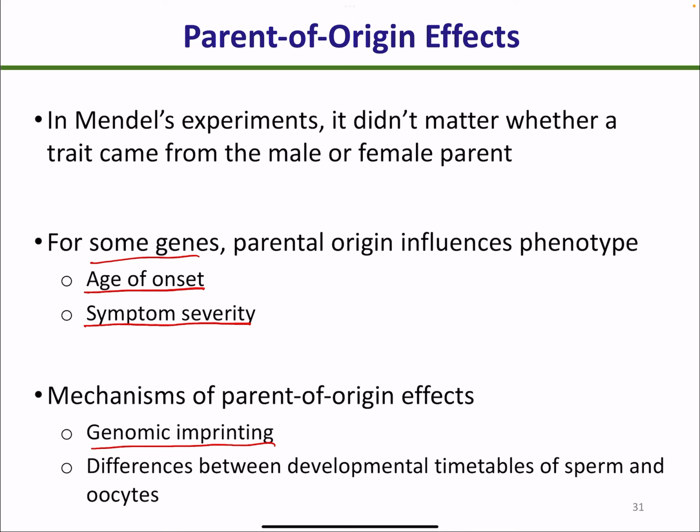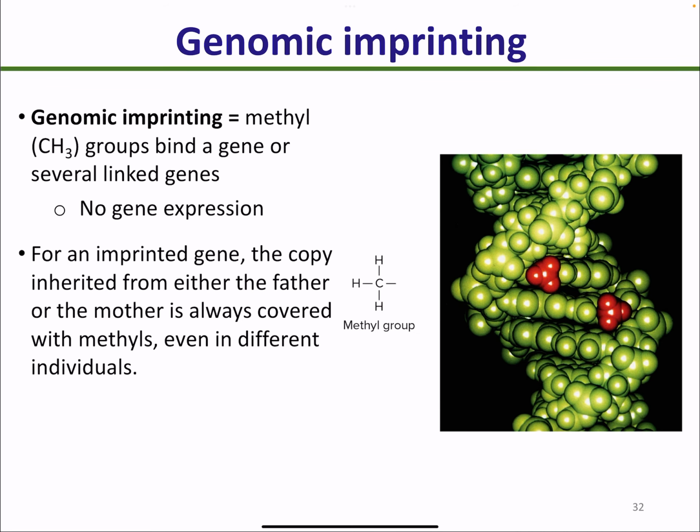So also something that is very worth mentioning is that the developmental timetable is not the same for sperm cells as it is for egg cells, right? So here we have genetic imprinting with addition of a methyl group here. The addition of a methyl group here is going to interfere with gene expression, okay?